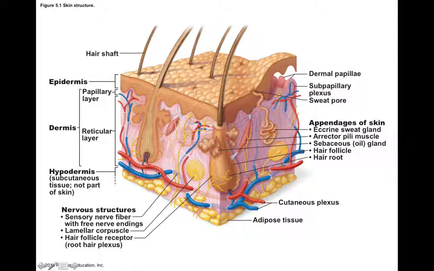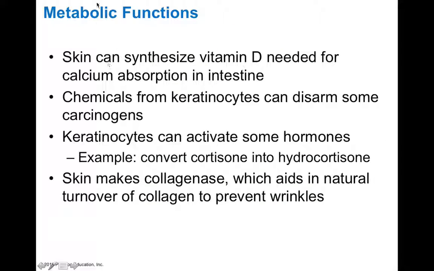And our blood vessels in skin also help with thermal regulation, because if you're cold, you can divert blood flow away from skin to prevent heat loss. And if you're warm, you can increase blood flow to skin in order to promote heat loss. Now, other metabolic functions of skin include synthesis of vitamin D, and vitamin D is actually a hormone that's necessary for calcium absorption in the intestine.